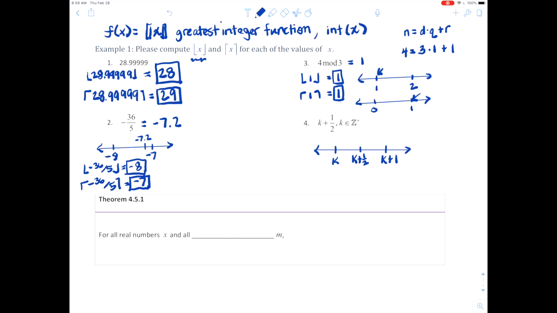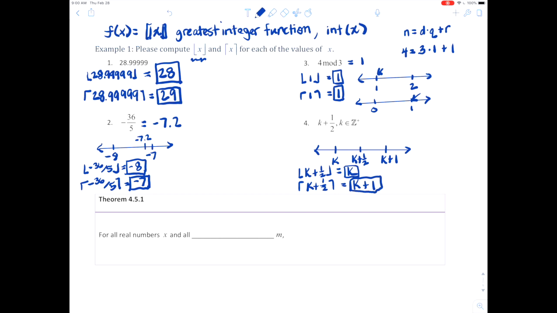Cool so far? All right, so the floor of k plus 1/2 is going to be where? The first integer to the left. Beautiful. So we'll just get k. And what about the ceiling of k plus 1/2? Awesome. It'll be k plus 1. All right. Very good. Very good.